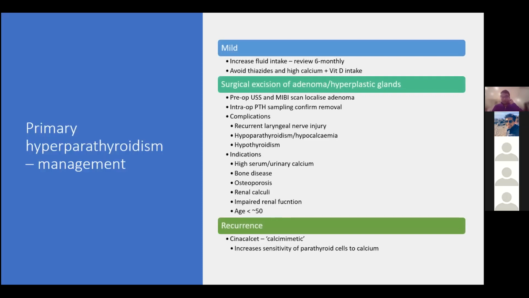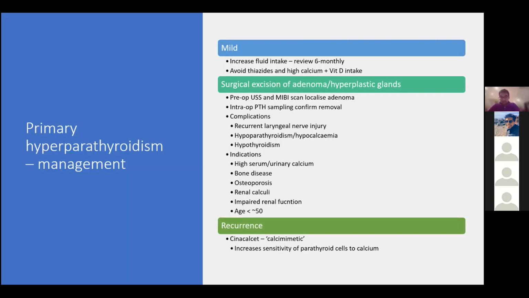Primary hyperparathyroidism, if it's mild, then again you just want to encourage increasing their fluid intake and review them after 6 months. And if they are on any drugs which may be affecting their calcium levels, like thiazide, you should avoid them.